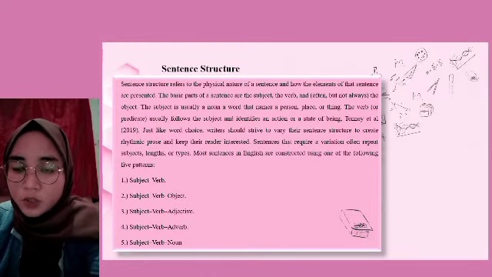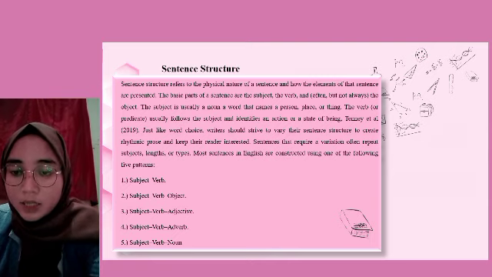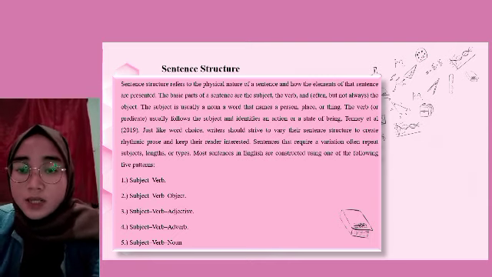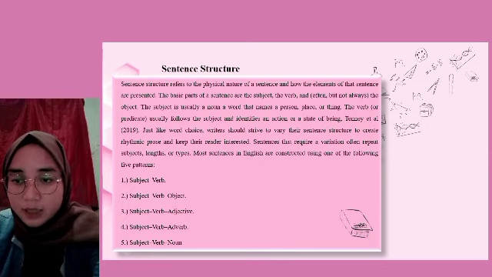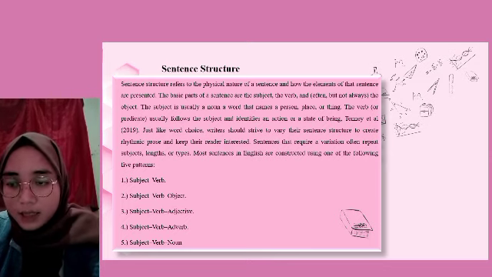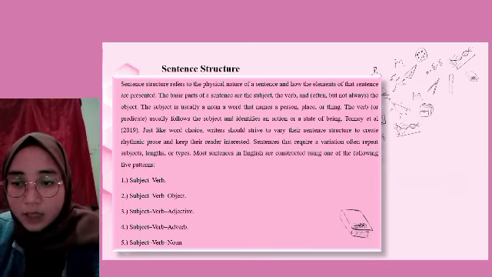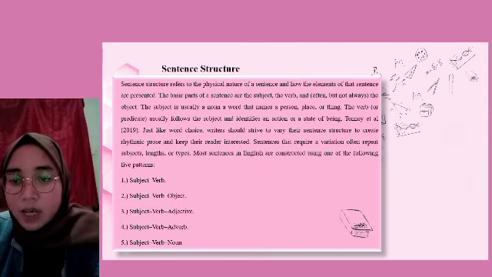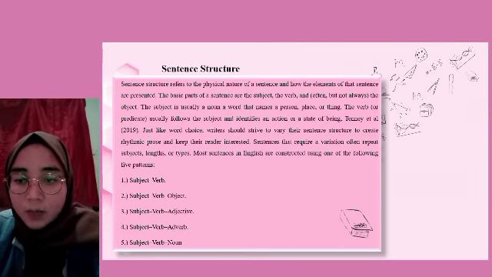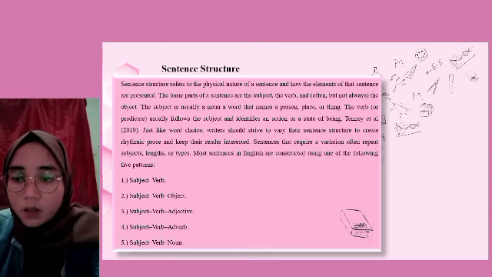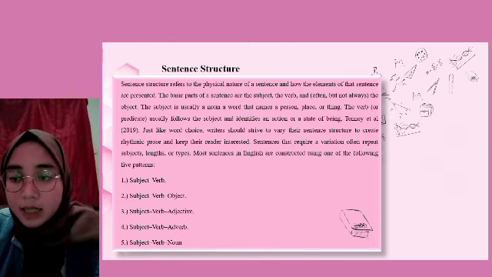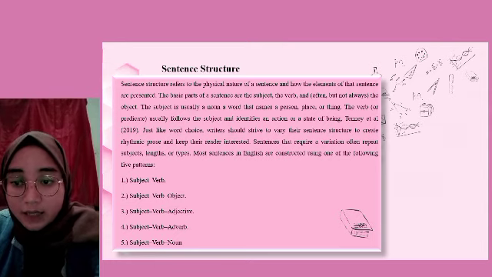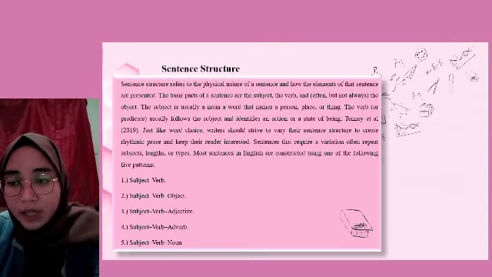I would like to continue the next material. The next material is about sentence structure. Sentence structure refers to the physical nature of a sentence and how the elements of the sentence are represented. The basic parts of a sentence are the subject, the verb, and often but not always the object. The subject is usually a noun, a word that names a person, place, or thing. The verb or predicate usually follows the subject and identifies an action or a state of being.